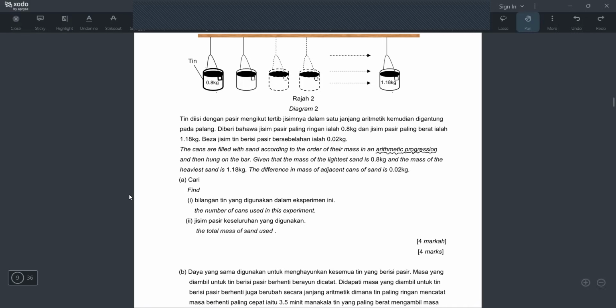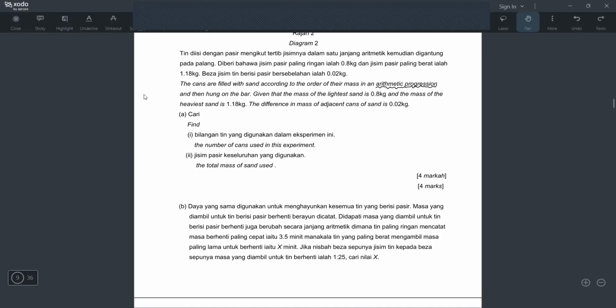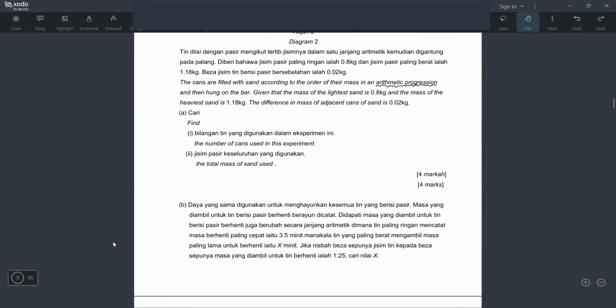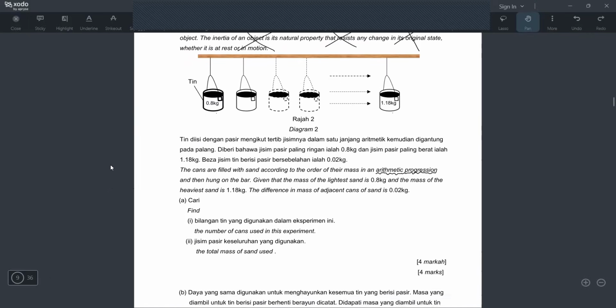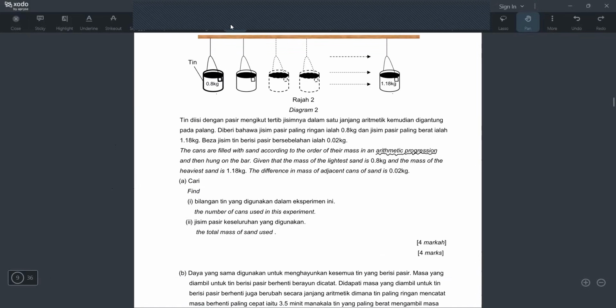So now I can form my progression, right? Where should I write it? Is there any space down here? Let's write down my progression here. The first term is 0.8, the lightest one, 0.8 kg. And let's write a title here: the mass of sand. So this one is the lightest one. It will keep going until what? Until the heaviest sand, 1.18.